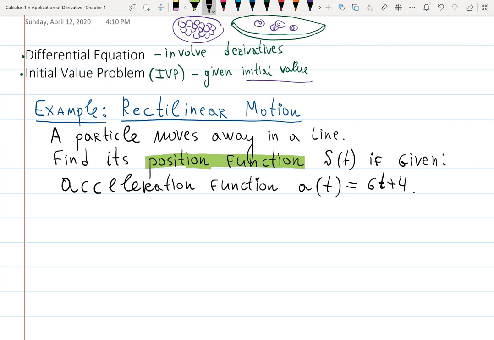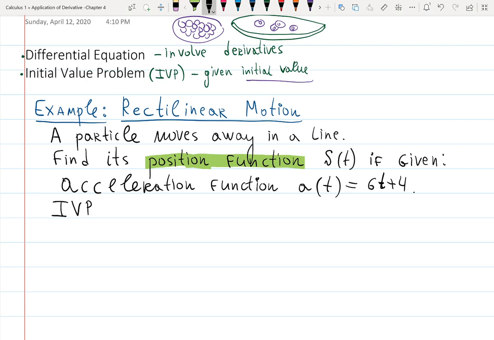And that's not good, because I want to have an exact answer. I don't want to have a family of answers. It doesn't make sense to provide someone with a family of answers for a particular question. I want to know the position function for this particle that moved away in a line if I record acceleration. I don't want to have millions of answers. The answer should be unique. And that's where the initial values come in.